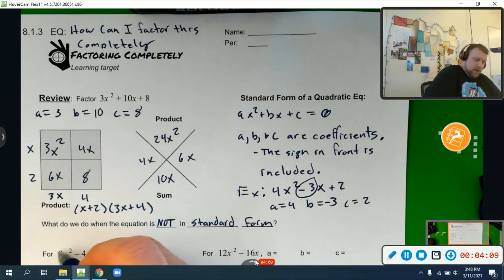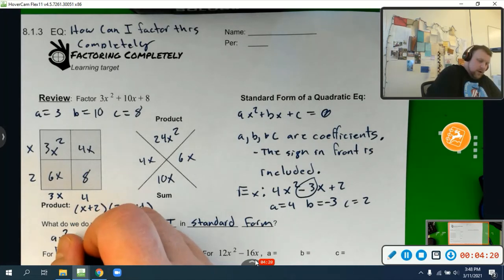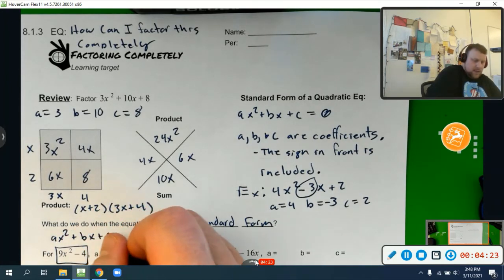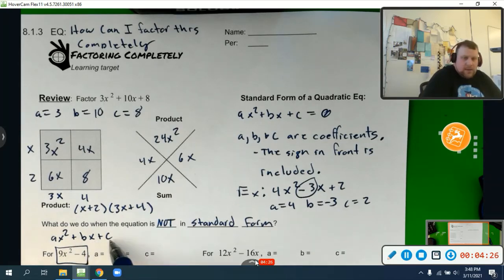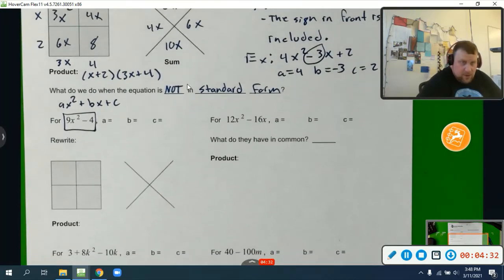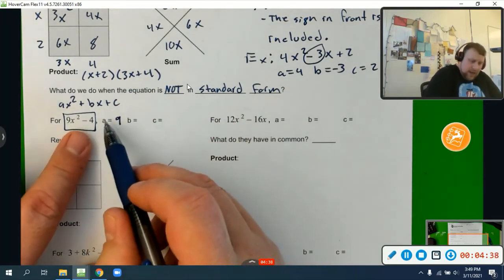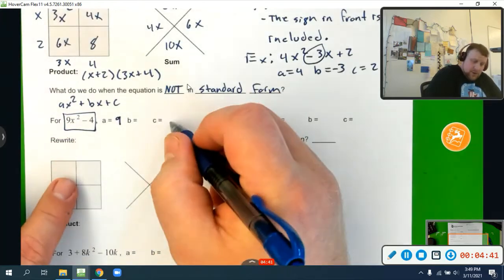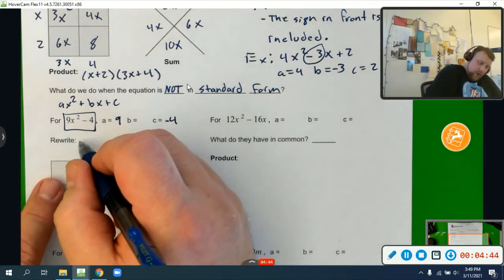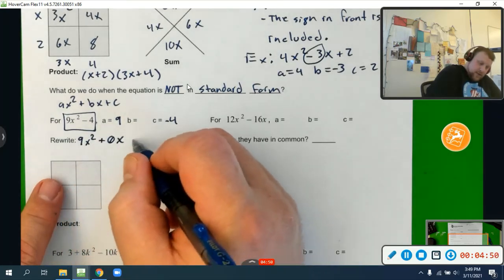For example, let's look at this one right here. 9x squared minus 4 is not in standard form. It's missing something. Which is it missing? If I'm looking at ax squared plus bx plus c, are we missing the ax squared, the bx, or the c? Well, in this case, we are missing the bx term because we have 9x squared. So what is my a? My a is 9. And I have my minus 4 at the end, so I know my c is minus 4. But if I were to rewrite this, watch this. It's really 9x squared plus 0x minus 4.